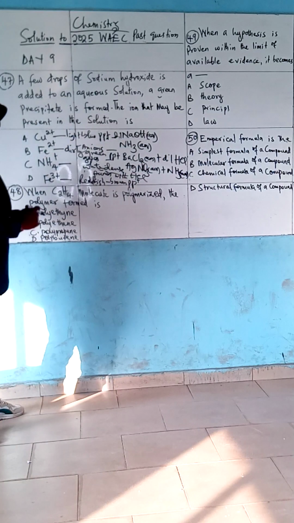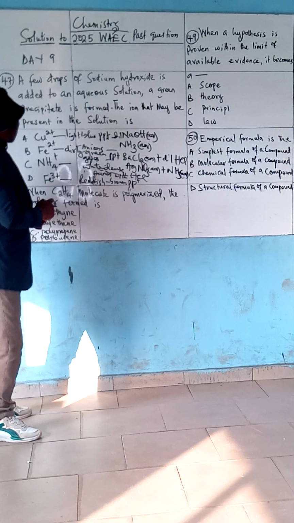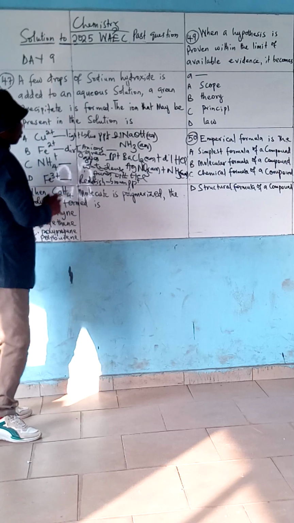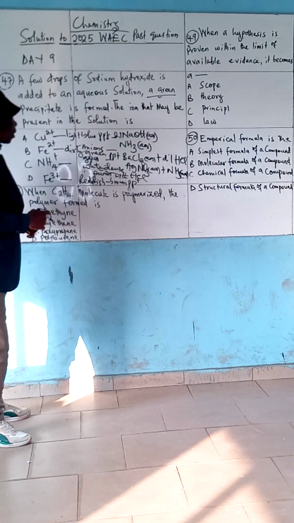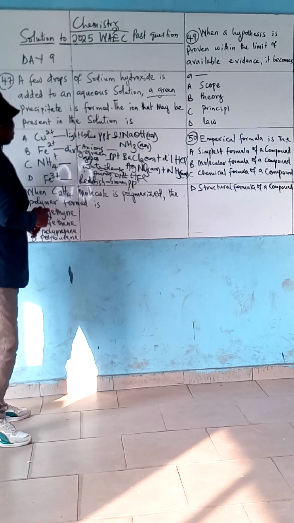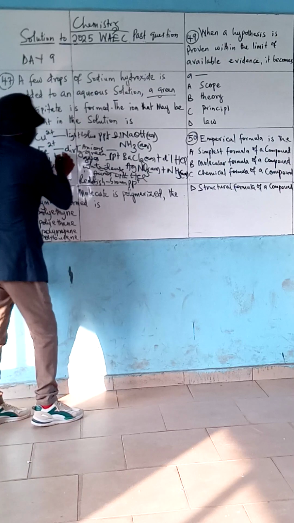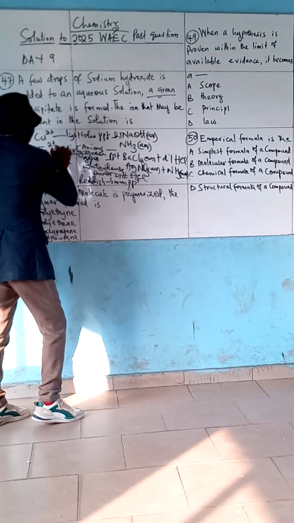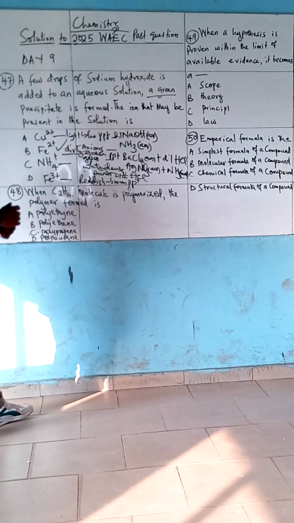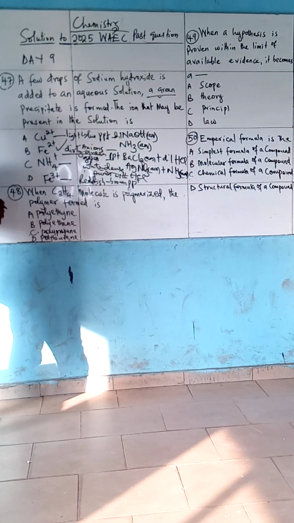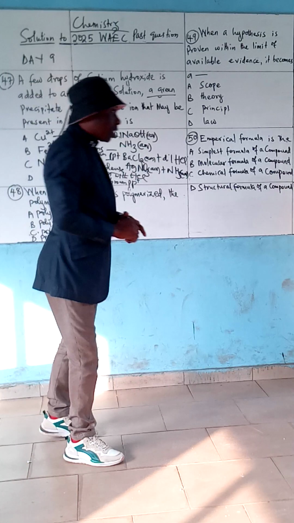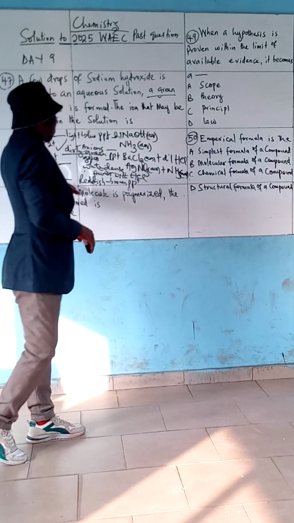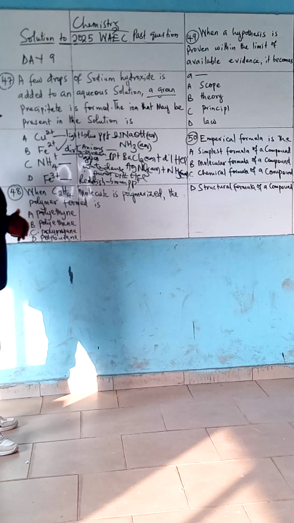So the question says, a few drops of sodium hydroxide is added to an aqueous solution, a green precipitate is formed. The ion that may be present in the solution, of course, from here is dirty green. So the green precipitate is iron-2 ion. Because iron is a transition metal, it can exist as what? Iron-2 and iron-3. Question 48.